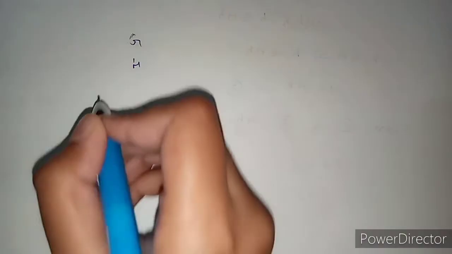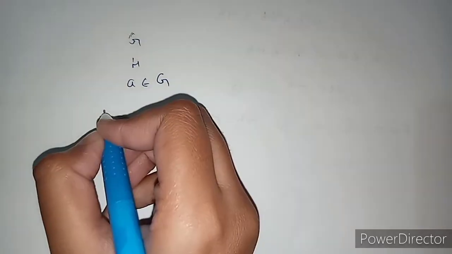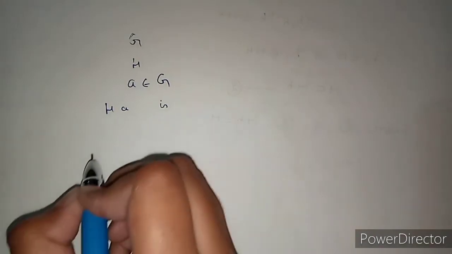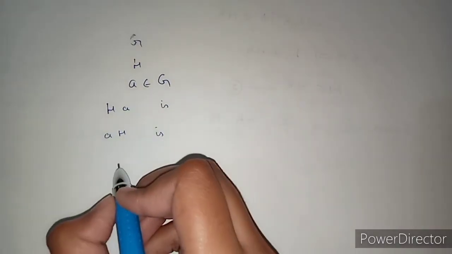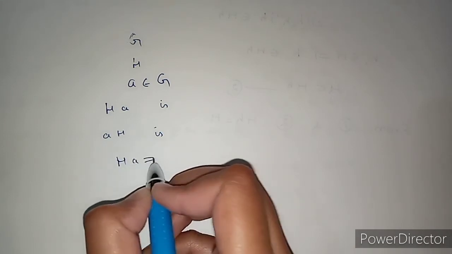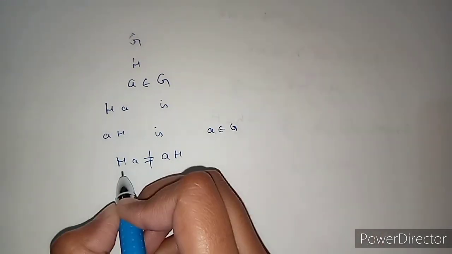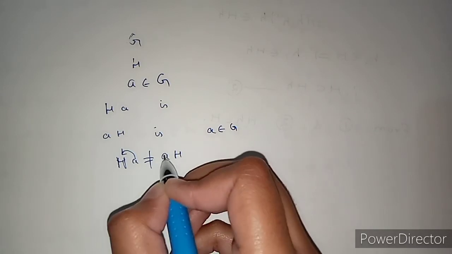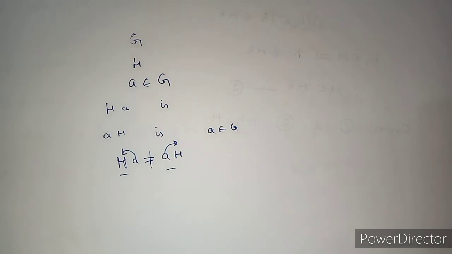subgroup of G, then if A belongs to group G, then HA is called right coset and AH is called left coset. And one more thing is, HA need not be equal to AH. If A belongs to G and A is multiplied to right side of H and A is multiplied to left side of H, this right coset and left coset need not always be equal.